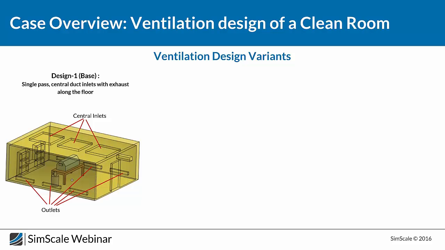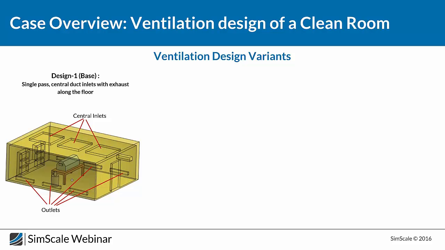So here is our first design. This is the base design that we have. We have a central inlet. You see we have 3 inlets, quite dominant on the ceiling of the room. We have several outlets that are placed at the bottom of the wall along the floor. We call this a single pass. Actually, all 3 of the designs are single pass.